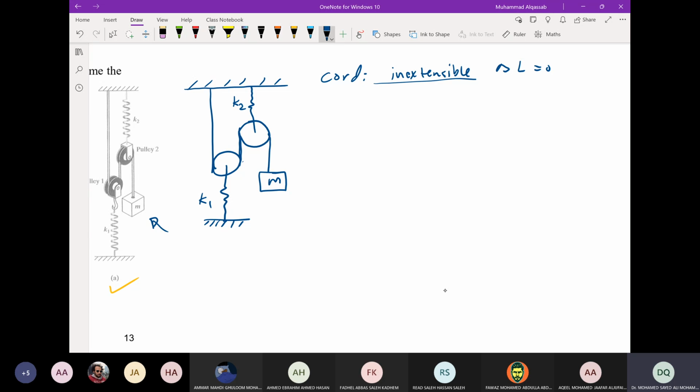Since we have a pulley arrangement, the type of motion is called dependent. We have dependent motion, as we did in dynamics.